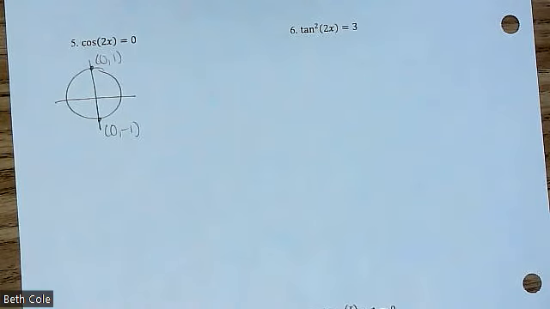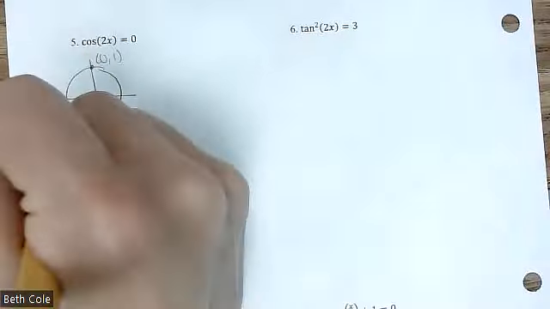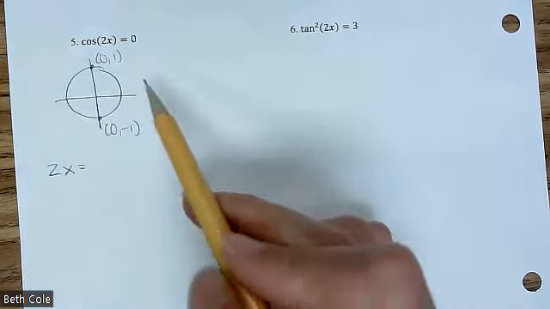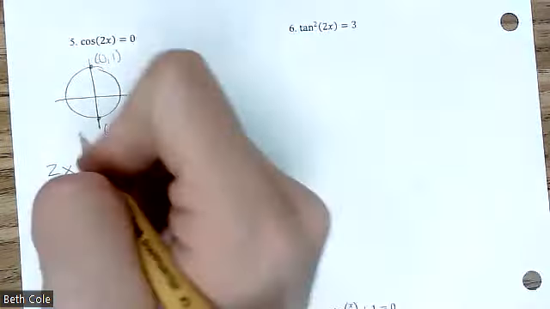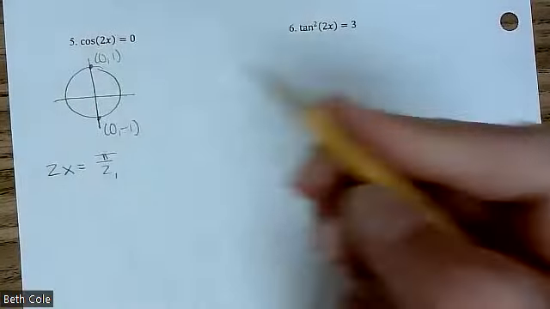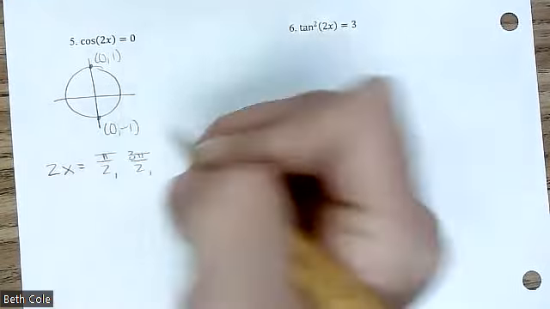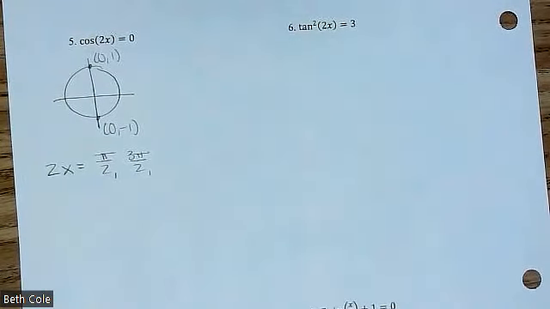How many times are we going to go around? 2, which means our total number of answers is 4. Okay, so instead of x equals, we're going to write 2x equals, and then you have that one step after that to get rid of that 2. All right, so our first answer up here at the top, pi over 2, good. And then down here, there are 2.